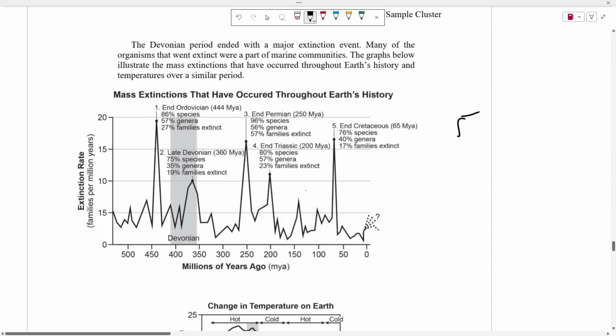Okay, and how do we know it's a major extinction event? Because, well, look at how many species are going extinct, right? We have 86% of the species going extinct, 57% of the genera going extinct, 27% of the families going extinct. Here we have 75% of the species going extinct, so on and so forth, right?